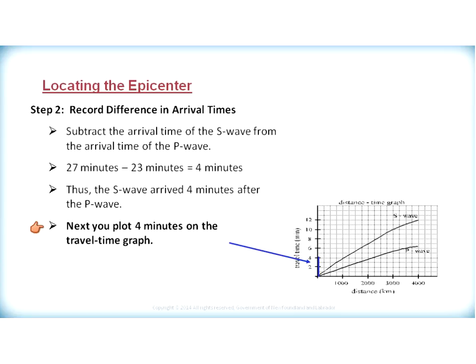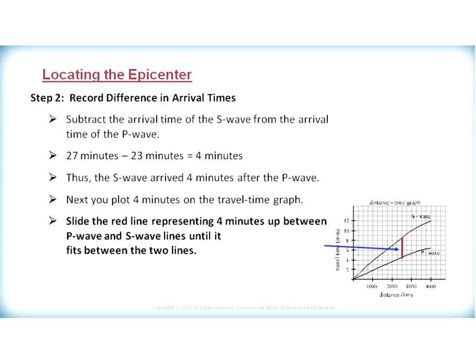Next, you take this difference in arrival time, which is 4 minutes, and you plot it on the travel time graph. So when we mark 4 minutes on the travel time graph, we notice here that the 4 minutes would indicate 4 blocks. So next we need to take the difference in arrival time, which is a line representing 4 blocks, and we slide it along the P wave.